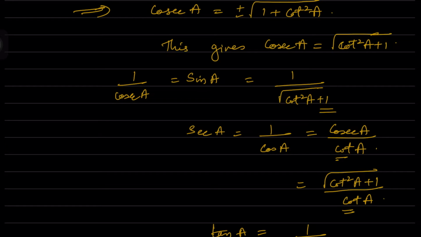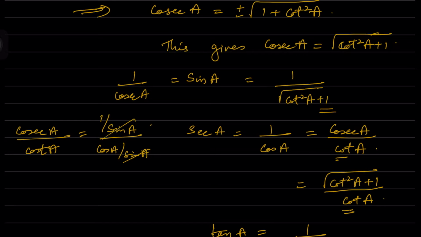sin A, and cot A can be written as cos by sin. So sin will get cancelled, because this is 1 by sin A divided by cos A by sin A. So sin A will get cancelled, therefore it is equal to nothing but 1 by cos A. So that I have written here, which is equal to cosecant A, which can be written as root of cot square A plus 1 by cot A. This is for secant A in terms of cot A.